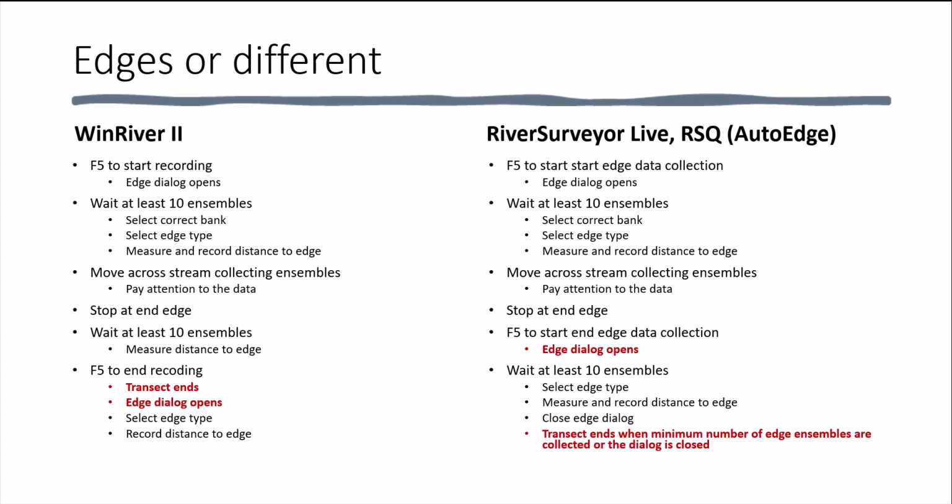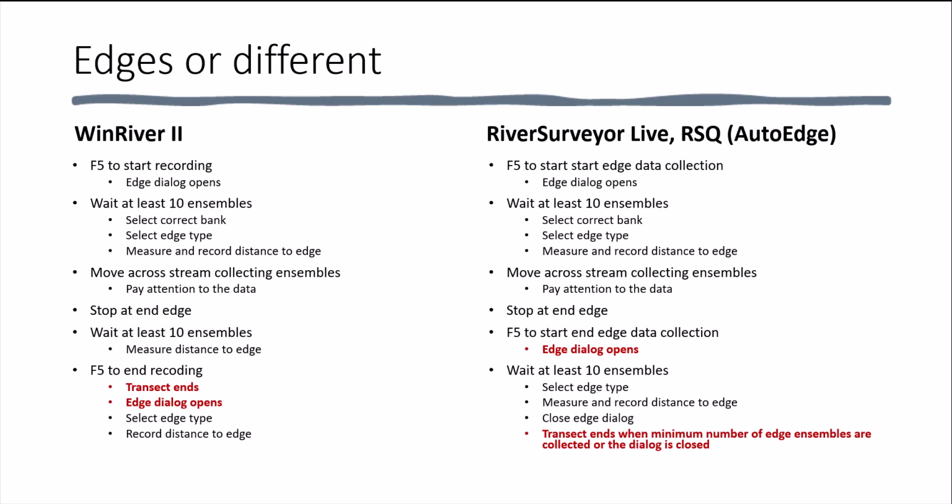When using Auto Edge in River Surveyor Live or RSQ, the procedure is the same as for WinRiver 2 until the end bank is reached. F5 to start recording. The Edge dialog opens. Wait at least 10 ensembles. Select the correct bank. Select the correct edge type. Measure and record the distance to the edge. Then, move across the stream, collecting ensembles, paying attention to the data. Stop at the end edge.